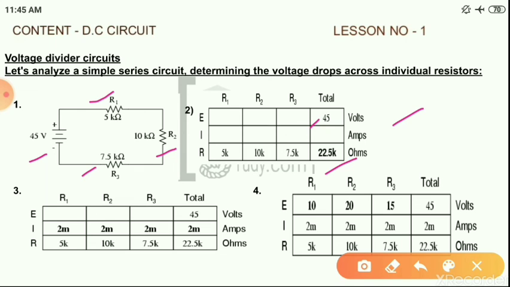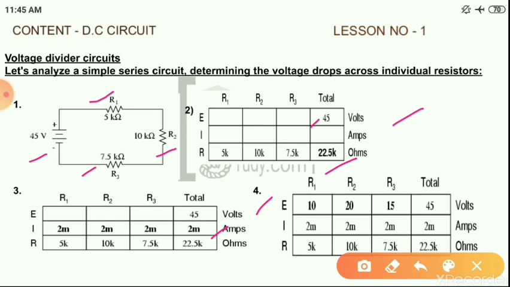And then next, if we have the voltage quantity and the resistance quantity, from Ohm's law we can find the total current, that is 2 milliampere for this circuit. A total of 2 milliampere current will be flowing through this circuit and through all resistors.